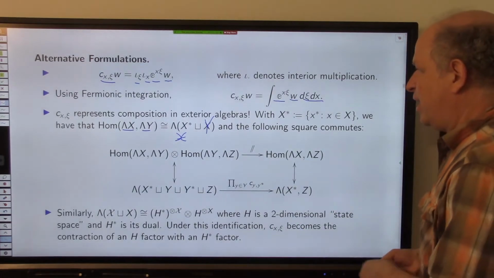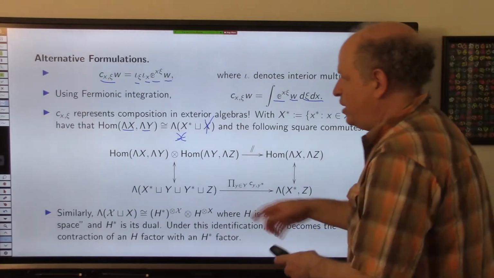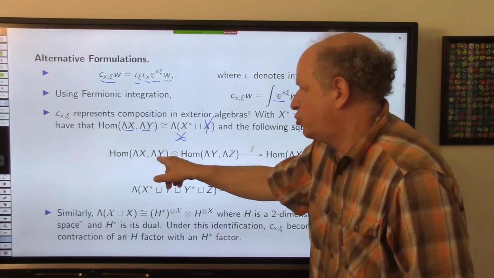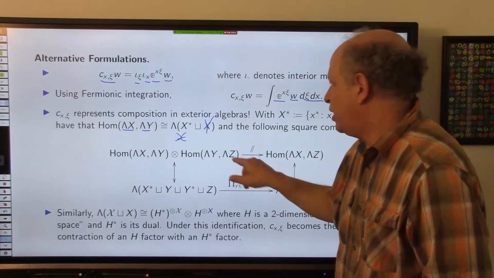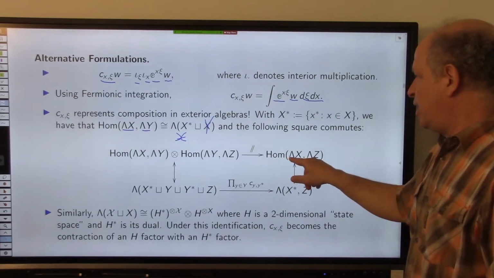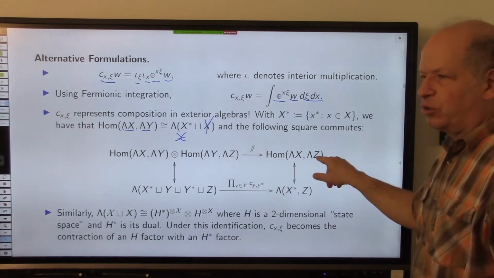And then you have the following square. So if you have a homomorphism from one exterior algebra from wedge x to wedge y and another one from wedge y to wedge z, you can compose them and you get a homomorphism from the exterior algebra on x to the exterior algebra on z.